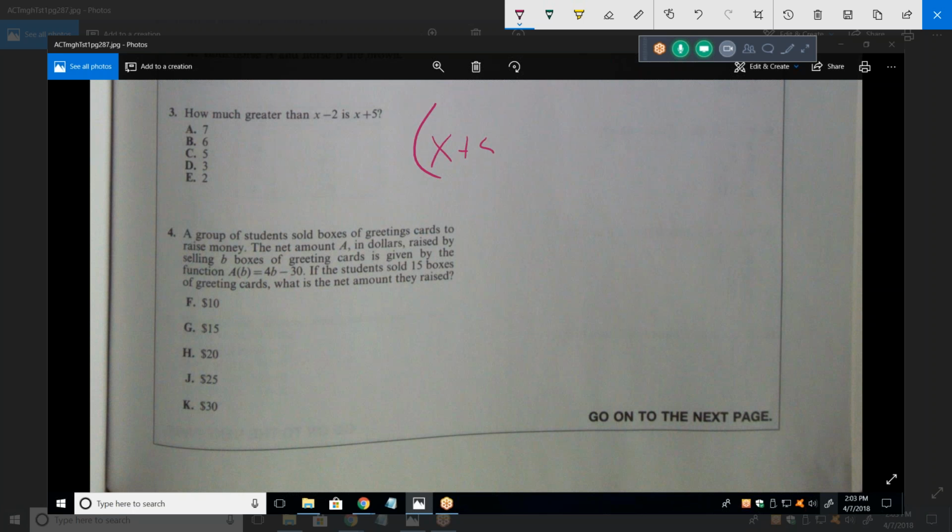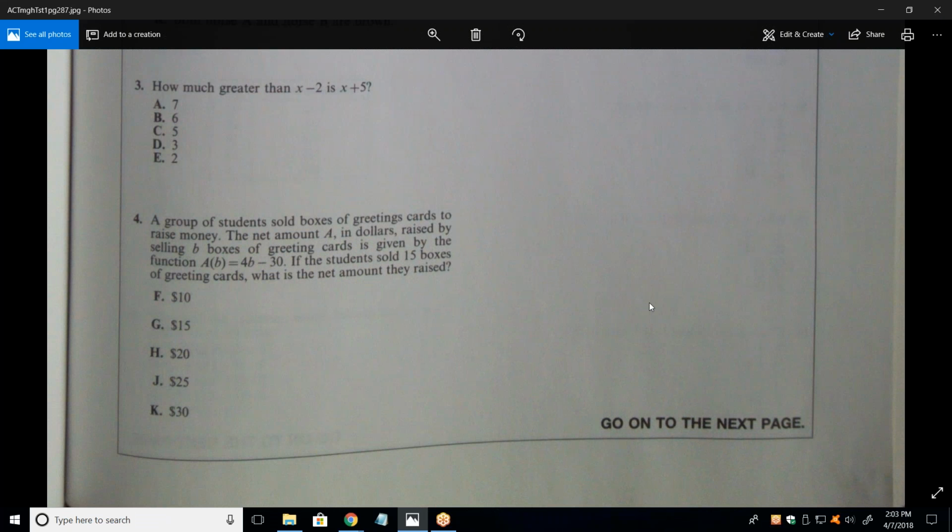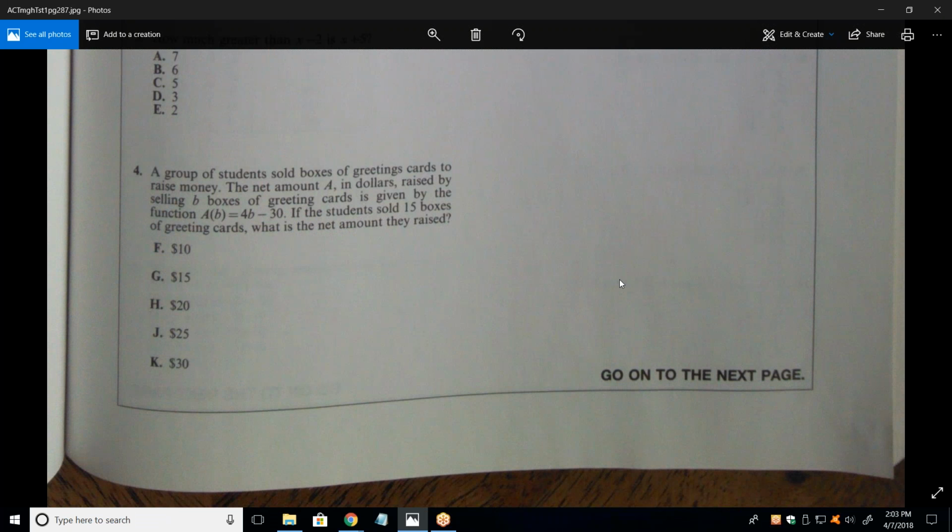What is it? It's x plus 5 minus the quantity x minus 2. Remove all the parentheses first, and you get this. The x's cancel, and you got 5 plus 2 equals 7. A. Very good. Okay. In other words, I don't always know these answers, so I'm glad that you're getting them quickly. Go ahead. Number 4. Okay.